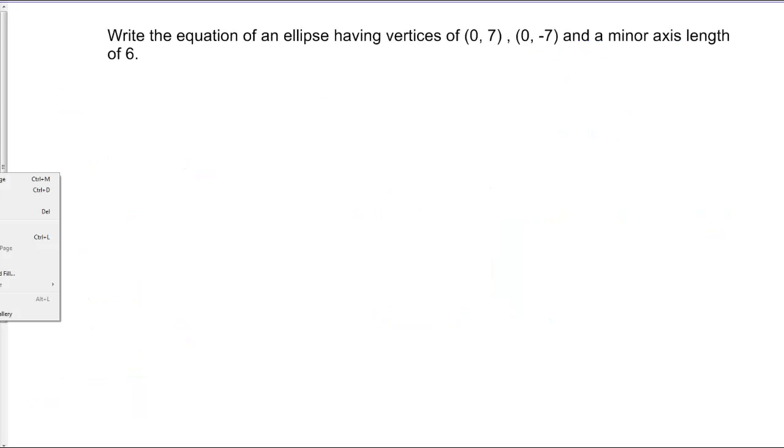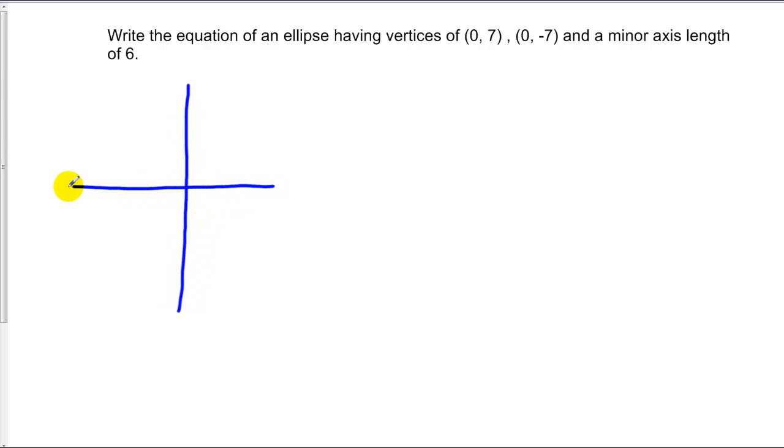Now I want to write the equation of an ellipse having the following vertices and a minor axis length of 6. So let's draw a picture. I find that's the best way to go about things. 0, 7, and 0, -7 land somewhere here. And these are vertices, so this is my major axis. Therefore, that means the length between the two is 2a.